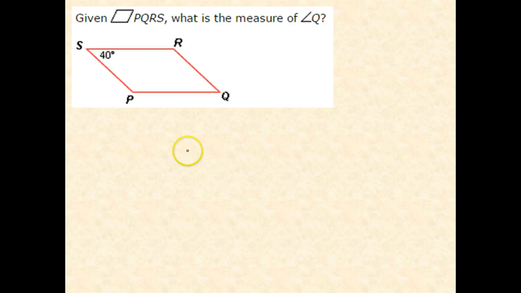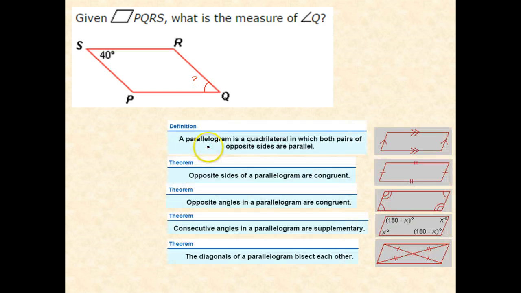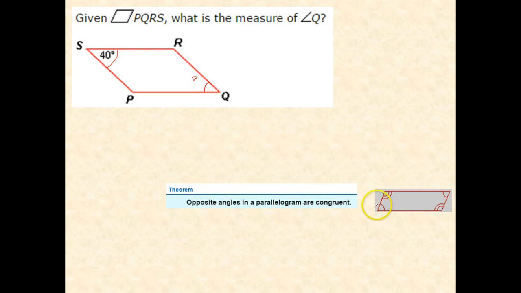Given parallelogram PQRS, what is the measure of angle Q? So what is the measure of this angle? Which theorem or definition can we use? Well, we have that angle S is 40 degrees, and we know that opposite angles are congruent. So we're going to use opposite angles in a parallelogram are congruent. If these two angles are congruent, that means that this angle is also 40 degrees. Therefore, the measure of angle Q equals 40 degrees.